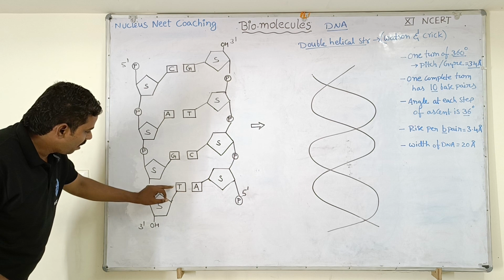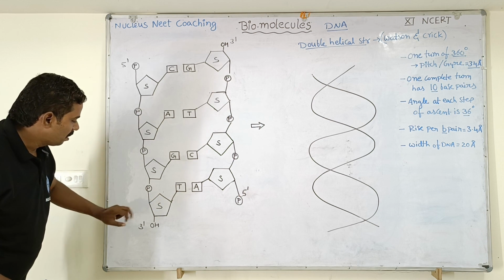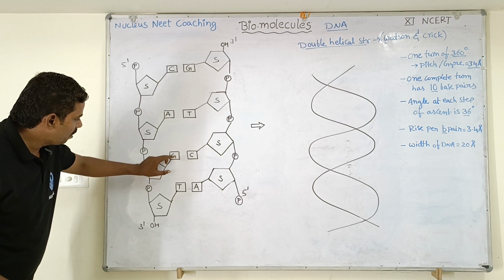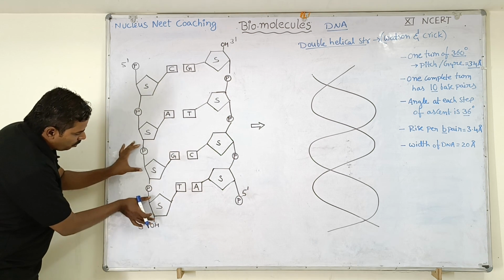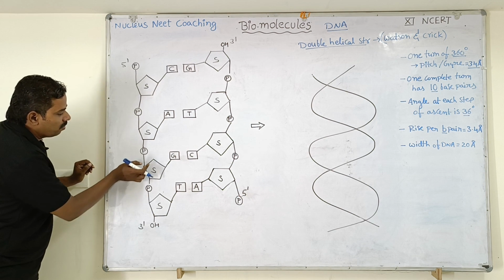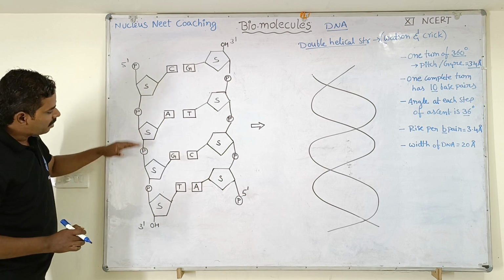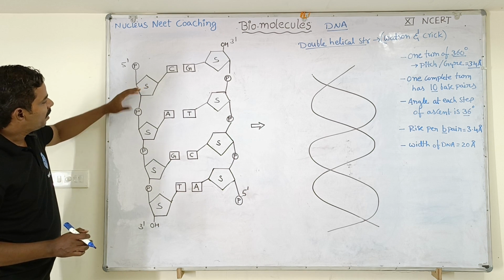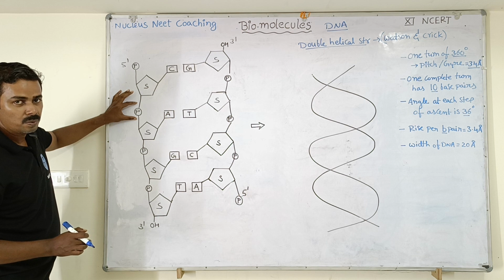This is a nucleotide with a thymine nitrogenous base. And here you can see another nucleotide is present with a guanine nitrogenous base. Now two nucleotides are attached by a phosphodiester bond. Now a third nucleotide is also attached by another phosphodiester bond. Now a fourth nucleotide is also attached by a phosphodiester bond.